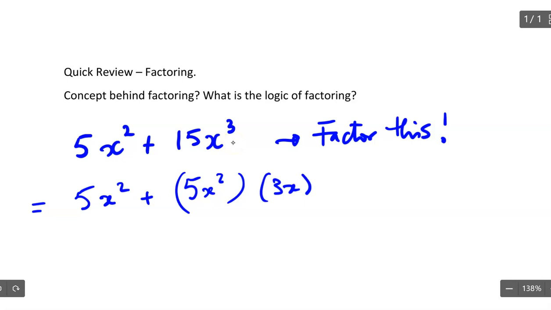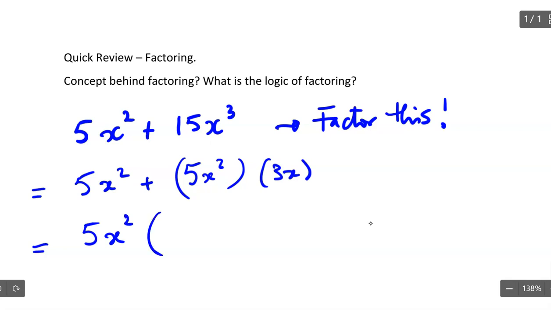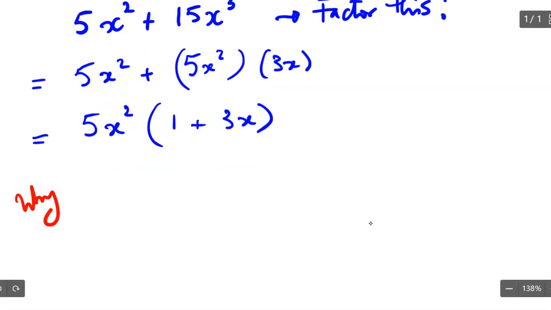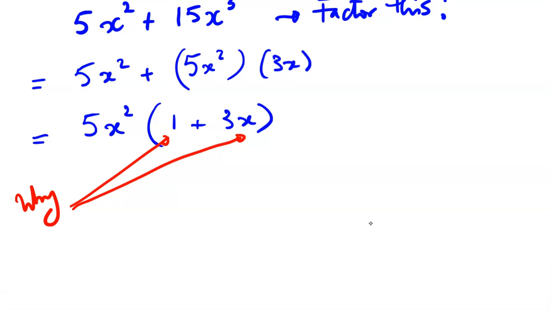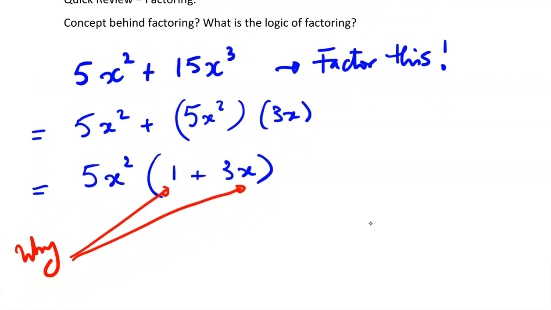Now you are going to factor out the common factor. Factoring out the common factor, you say right away that it's 1 plus 3x. You do this automatically. But let me ask you the why. Why do you have 1 and why do you have 3x? What do you do in order to get them? What is the meaning behind factoring? What is the logic of factoring?